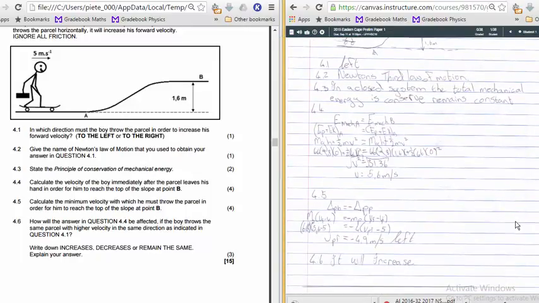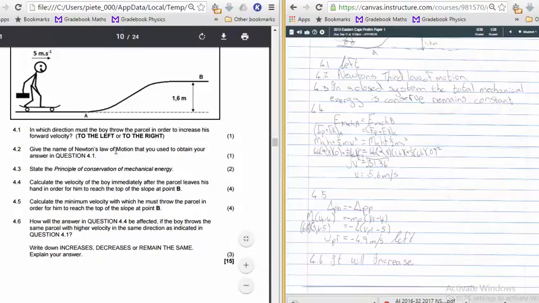Excellent. Okay. How will the answer in question 4.4, that's now the amount of velocity I need, be affected if the boy throws the same parcel with a higher velocity in the same direction as in question 4.1? Will it increase? Okay, so we're talking about the velocity. Will it increase that velocity or decrease? If he throws the same parcel in the same direction but with a higher velocity, yes, it will increase.